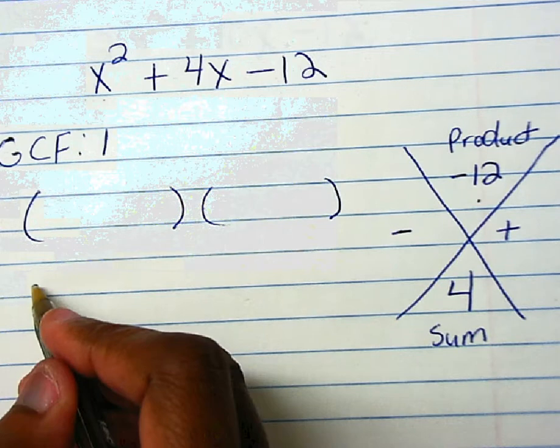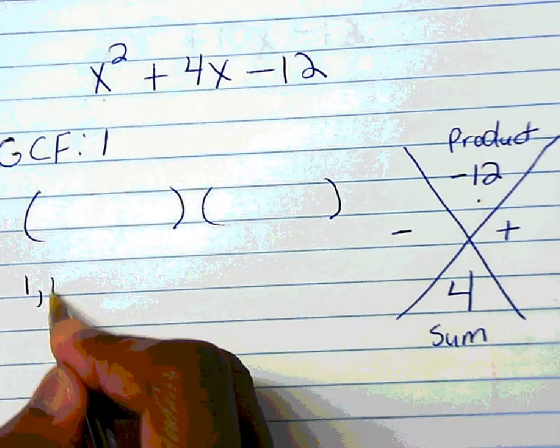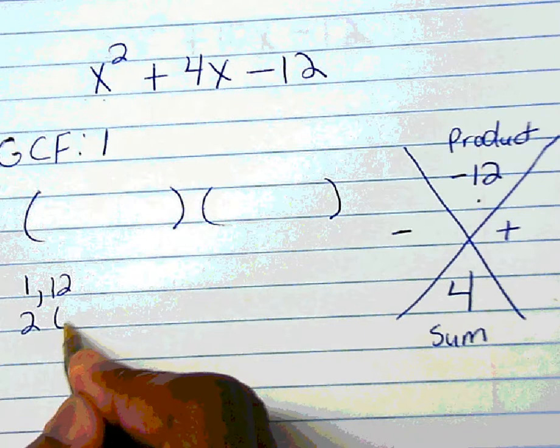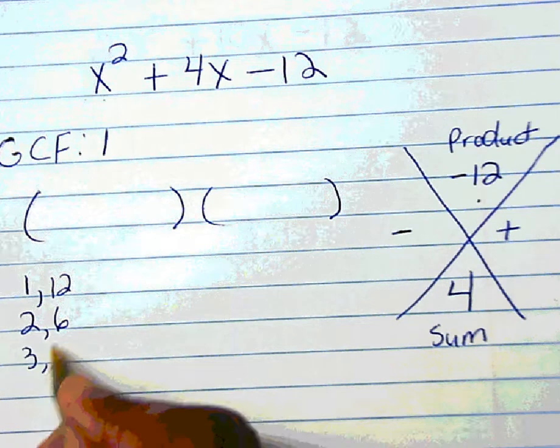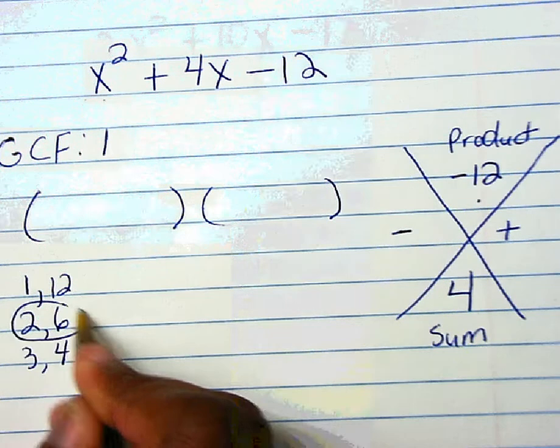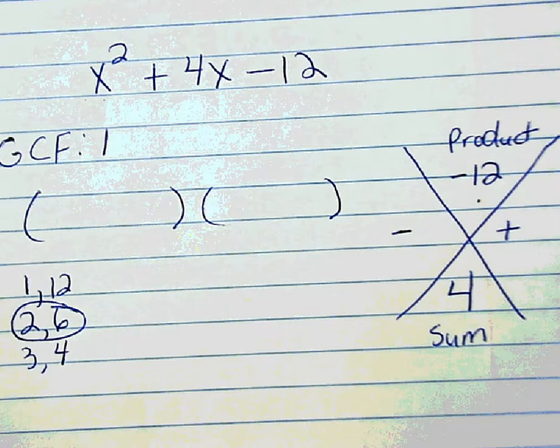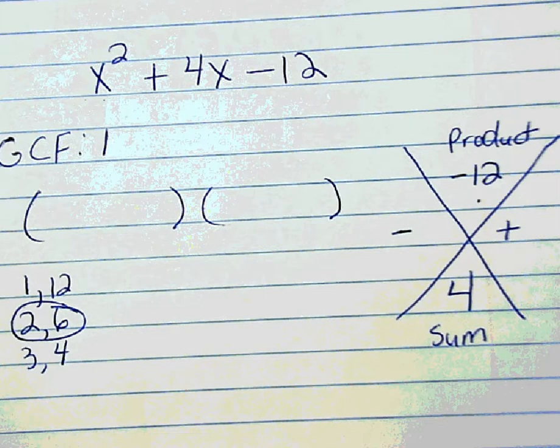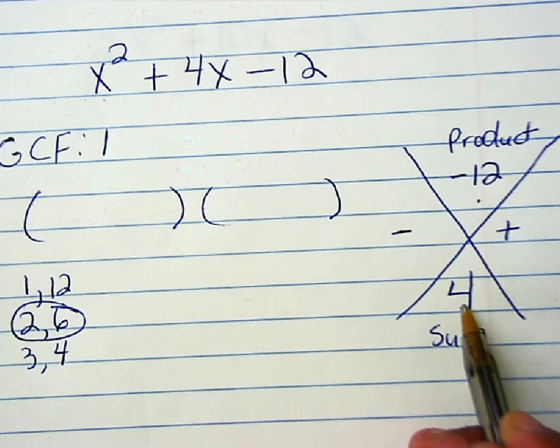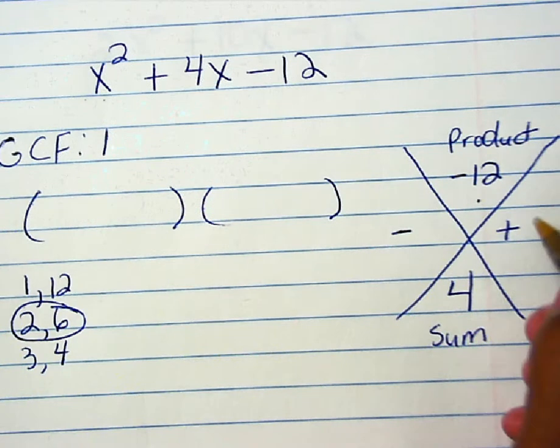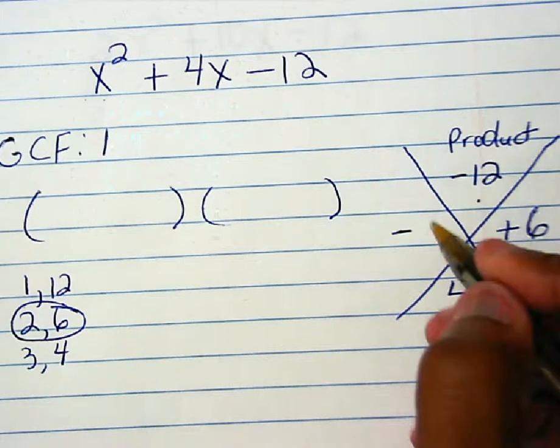So I list my factors. I have 1 and 12. I have 2 and 6. I have 3 and 4. These differ by 4, so I know that's what I'm going to use. I have to decide which gets that sign. I need a positive 4, so my largest factor of 6 is going to get that sign.